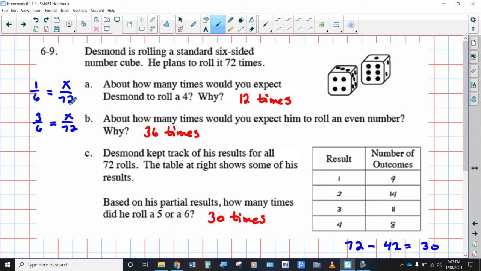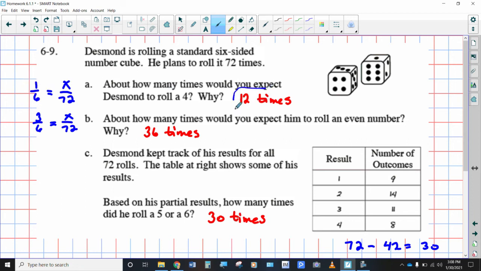If you roll this dice 72 times, you expect 1 out of every 6 times for it to be a 4. So we'll use proportional reasoning. Think of your giant 1. What do you multiply times 6 to give you 72? That number is 12. So 1 times 12 is 12.